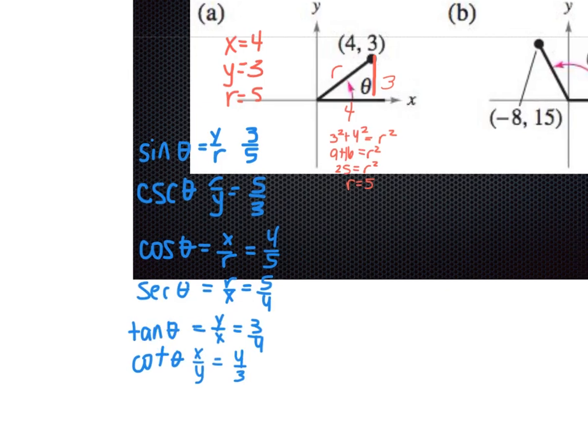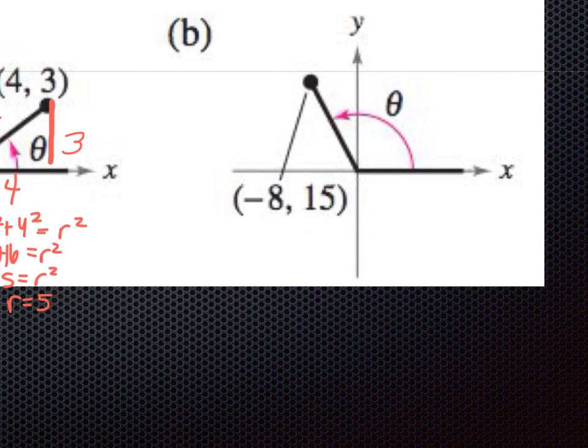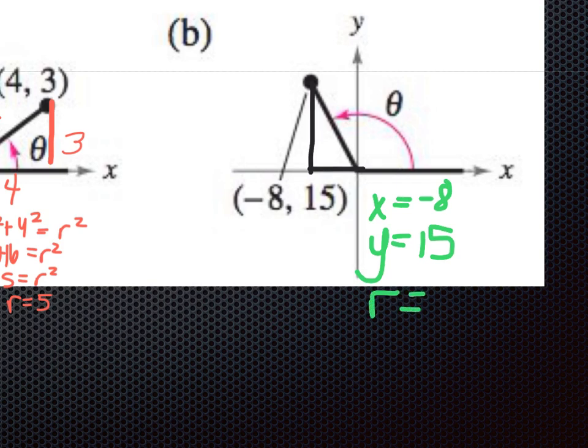All right, so same thing here. We're going to draw our triangle. We're going to go down to the x-axis, over to the y. So tell me, where is negative 8 and where is 15? Okay, so x equals negative 8. Y equals what? 15. I have to find r. How do I do that? Pythagorean theorem. I know that that's negative. That's not a negative distance. That's where the point lies.